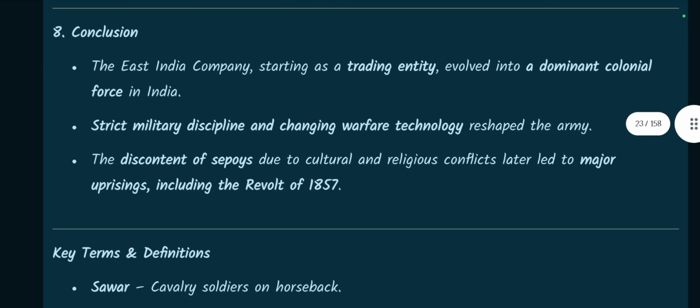In conclusion, the East India Company, starting as a trading entity, evolved into a dominant colonial force in India. Strict military discipline and changing warfare technology reshaped the army. The discontent of sepoys due to cultural and religious conflicts later led to major uprisings, including the Revolt of 1857.